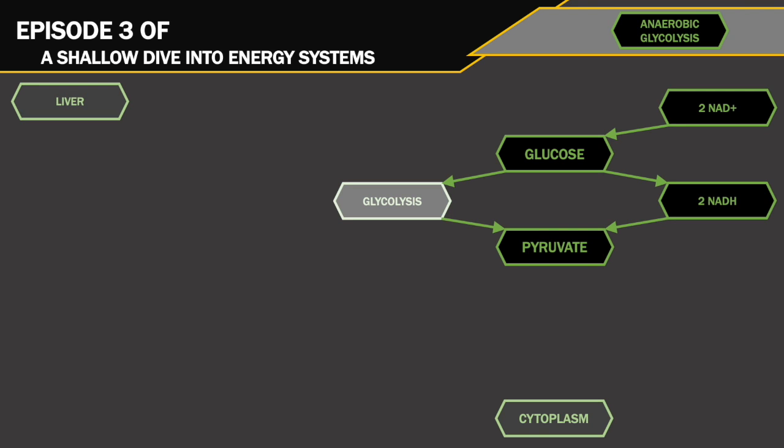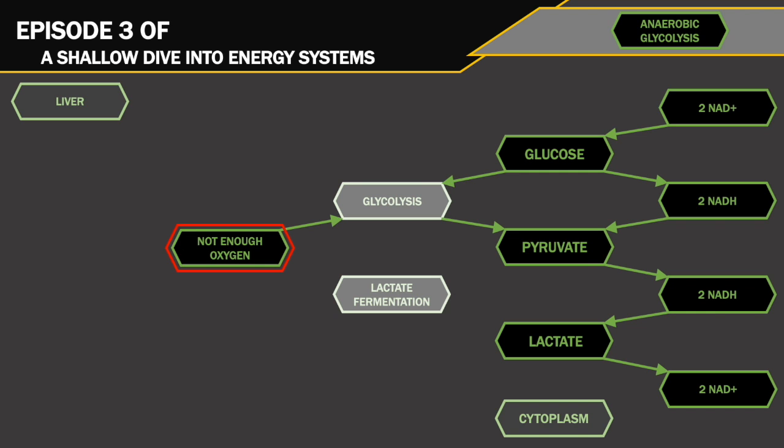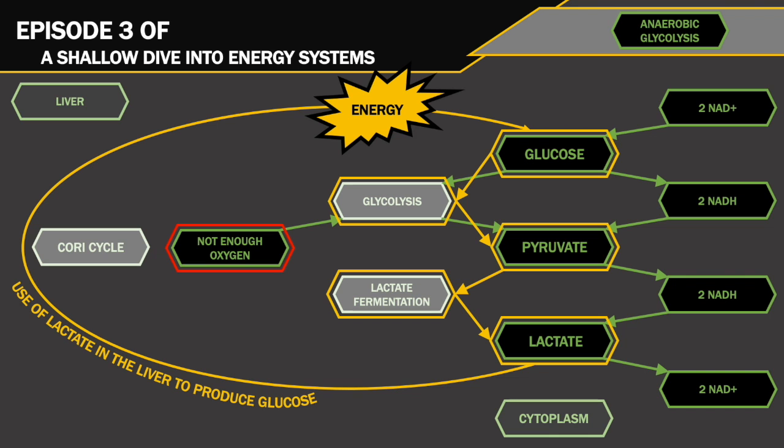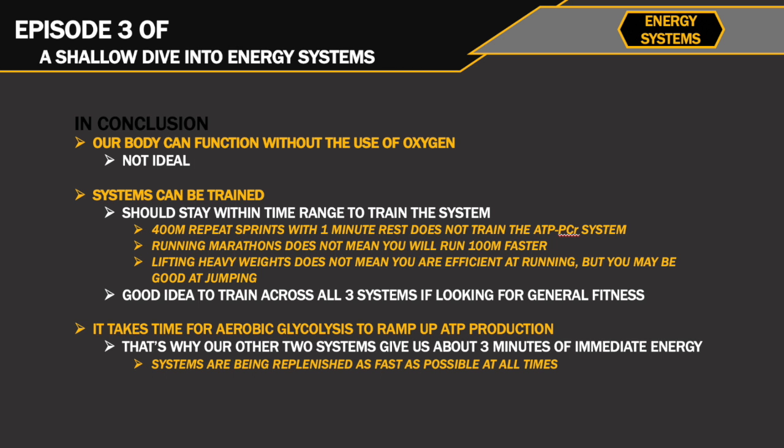Now, we've already seen how glycolysis works, taking glucose and converting it into pyruvate with those electron transports, NADs, and FADs. However, one thing that happens, especially with not enough oxygen during exercise, is we take that pyruvate through lactate fermentation, and we actually form lactate. Now, this lactate goes through something called our Cori cycle, where we take lactate to the liver to help us produce glucose. This glucose helps go through glycolysis to help form more energy. In conclusion, our body can function without the use of oxygen, but it's not ideal and it doesn't last for a long time. These systems, like I said before, can be trained.